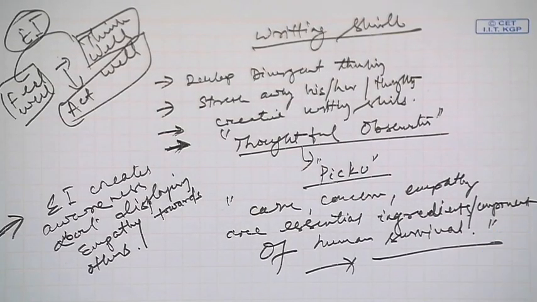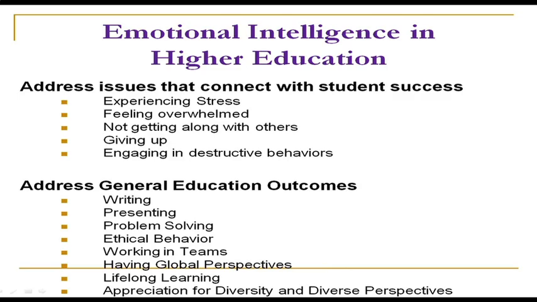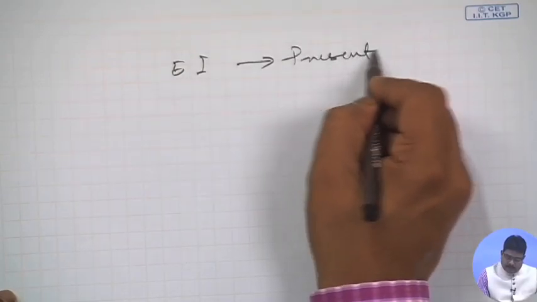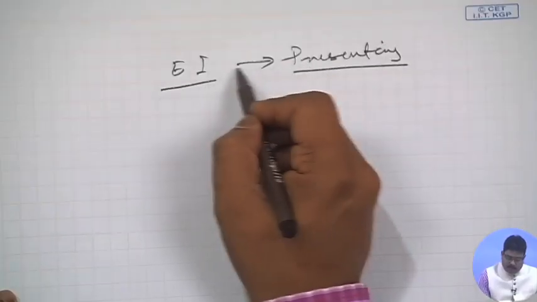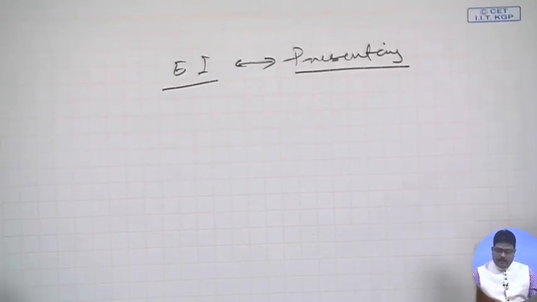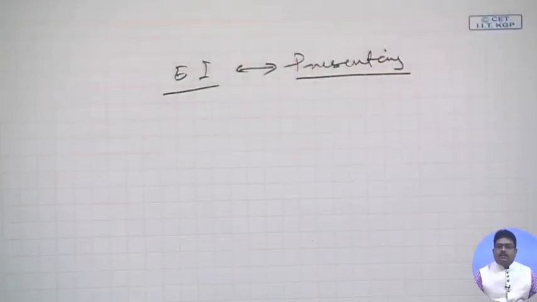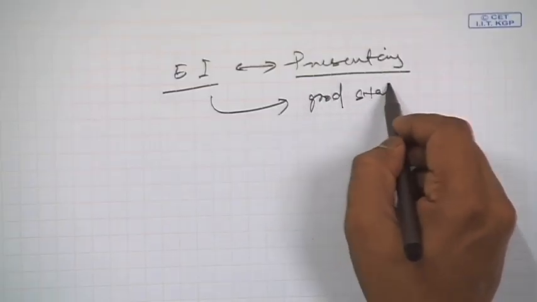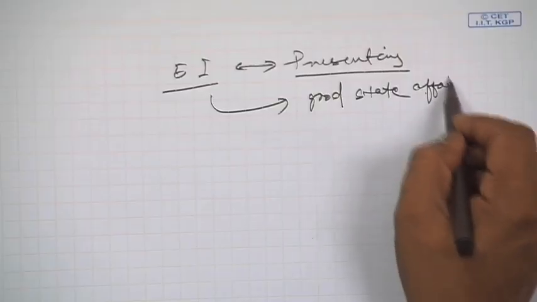So, that is how it may enhance the writing skills, the presenting, how you want to present yourself in a violent way or a silent way. There is no shortcut. What is the relation between EI and presenting things? How you want to present yourself, your views, your thoughts, your ideas towards others. This is the general nature of every human being, that we always try to project a good state of affairs.